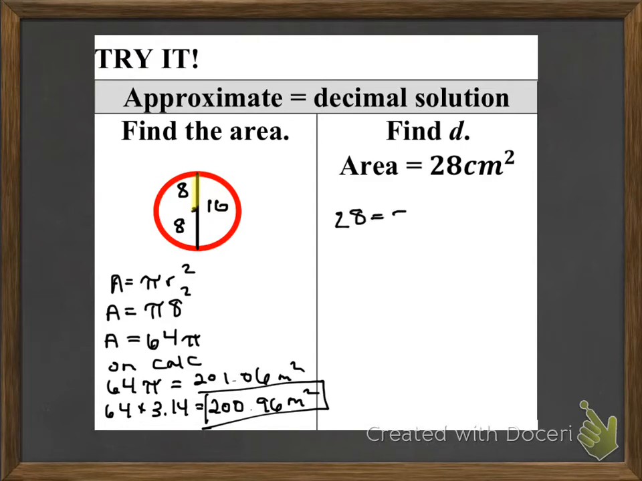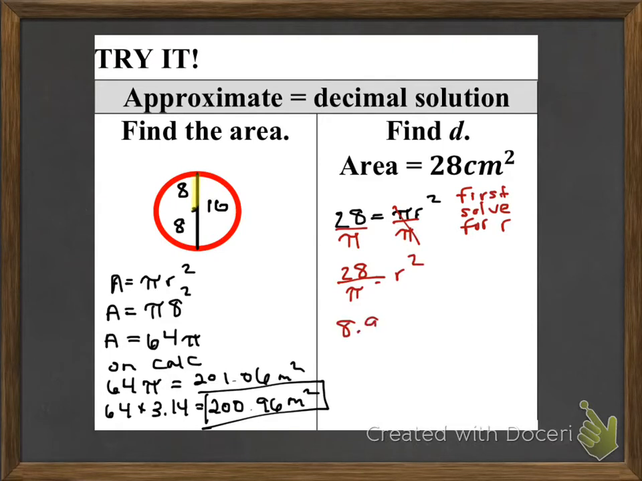Alright, second one, we're given the area and we want to find diameter. So remember, area equals pi r squared. So we already know the area is 28, so 28 equals pi r squared. First, we have to solve for r before we can solve for d, because there's no d in the equation. So to solve for r, I have to divide both sides by pi. So I'm left with 28 over pi equals r squared. Divide 28 by pi in the calculator, I get 8.9.